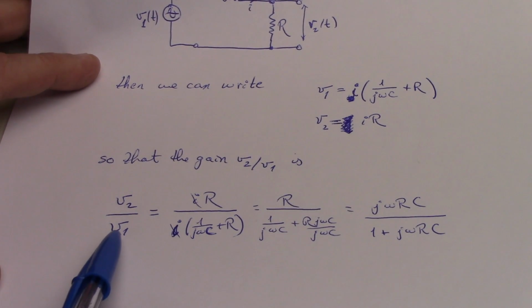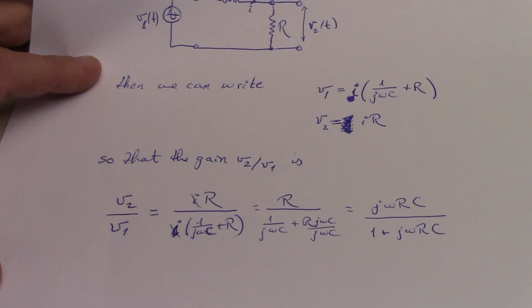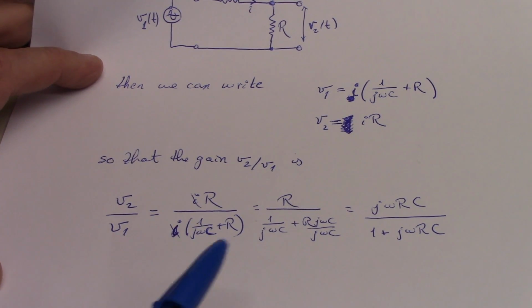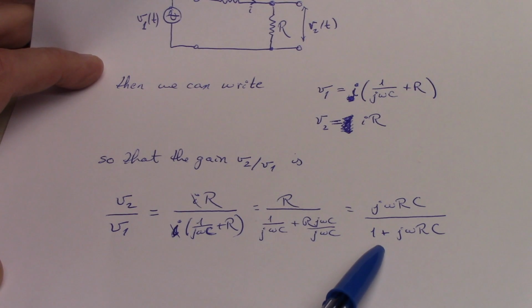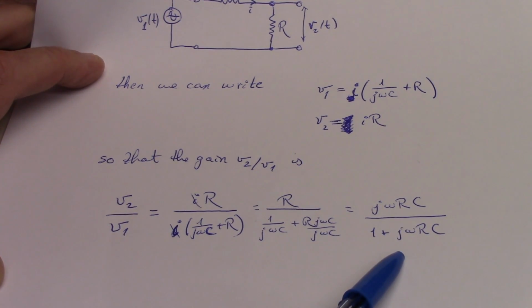And that math looks like this. We have IR over I times the quantity 1 over j omega C plus R. And just doing a little bit of algebra on that, we can express that as j omega RC over 1 plus j omega RC. Now this really isn't satisfactory for being a physical measurable quantity because this is complex.